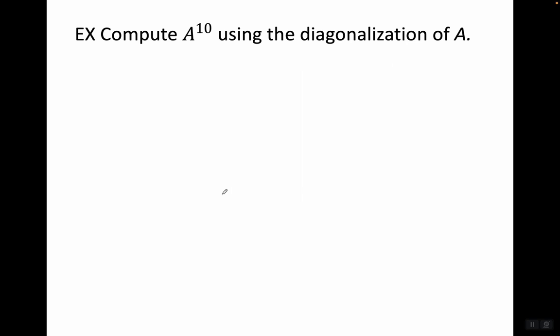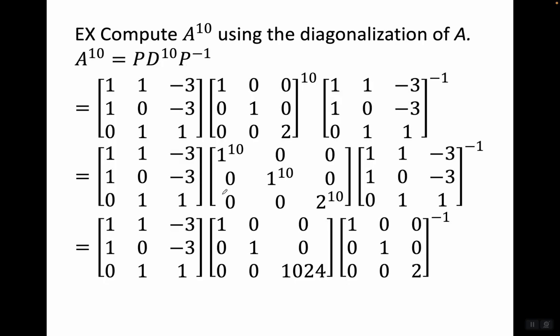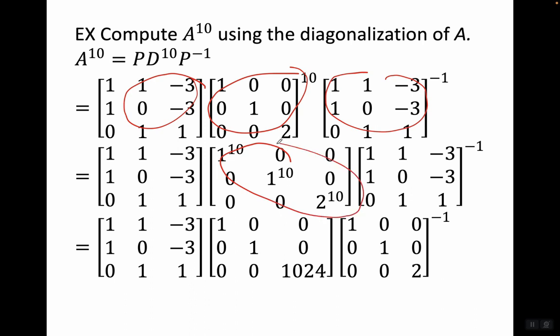Compute A to the 10th using the diagonalization of A. Again, this is where diagonalization comes in handy. Well, A to the 10th is P D to the 10th P inverse, as we saw earlier. This is our matrix P. This is D to the 10th, and here we have P inverse. D to the 10th, again, is going to be 1 to the 10th, 1 to the 10th, 2 to the 10th. Those are the entries along the diagonal, and everything else is 0.